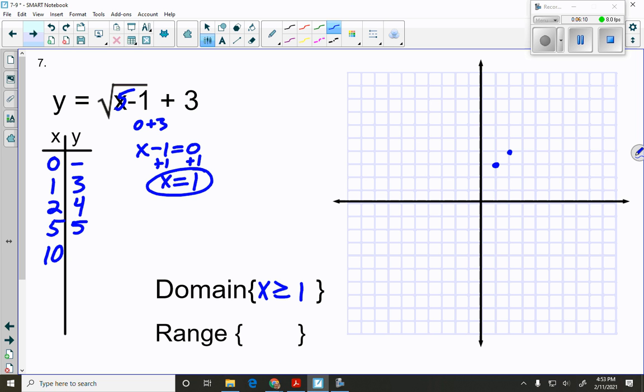If I plugged in a 10, and I go 10 minus 1, I get 9. Square root of 9 is 3, plus 3 is 6. Now that I have a few of these nice points, I can plot them. So 1, 2, 3, 4, 5 here, and 10 up, 1, 2, 3, 4, 5, 6. I have enough points to get an idea where this graph is.